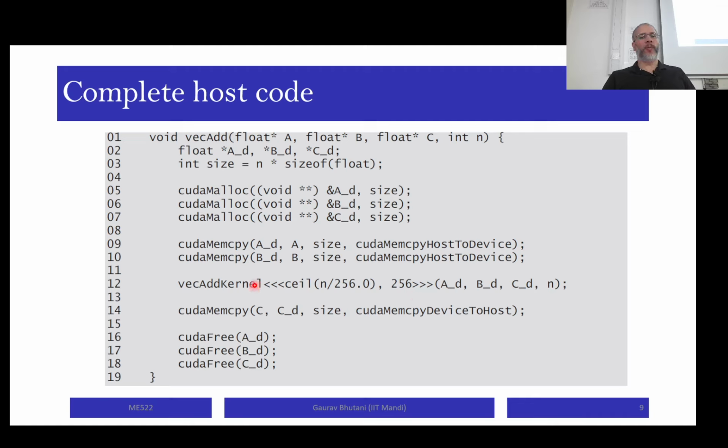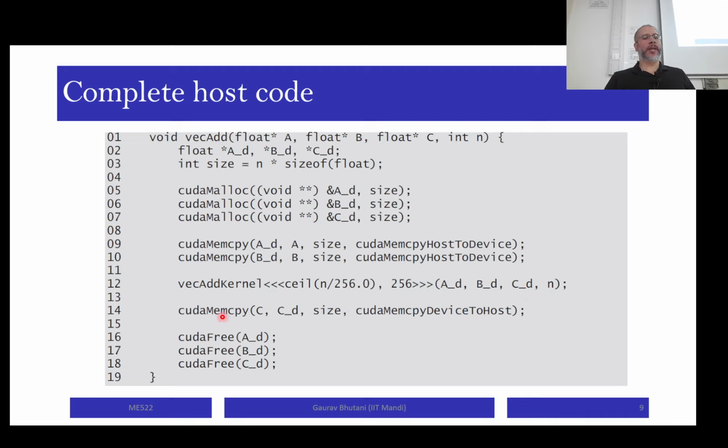And what do you pass to this function? You have to pass A, B and C, but you have to pass the device memories, because this is happening on the device. You already have copied the data onto the device arrays, so you pass these device arrays to the function along with the value of n, and this will do the job. And after the function is executed on the device, of course, your C_d will have all the answers.